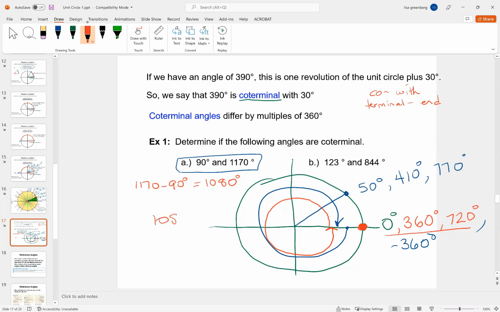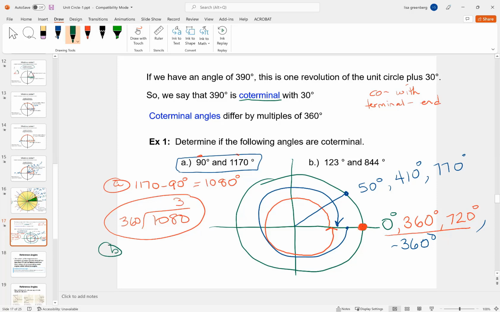If I divide 1080 by 360, I get 3. And there's no decimal, right? No. So that means these are coterminal, because to get from 90 degrees to 1170, if I go around the circle 3 times, I'm in the exact same position. Okay, make sense? Yep.